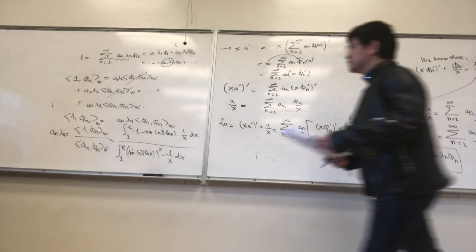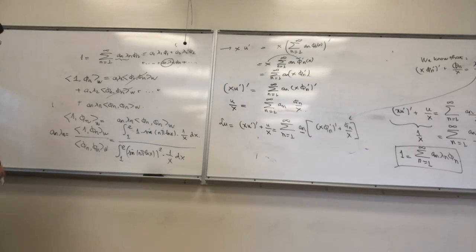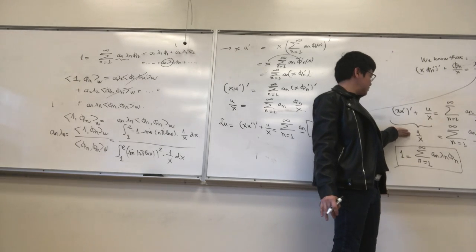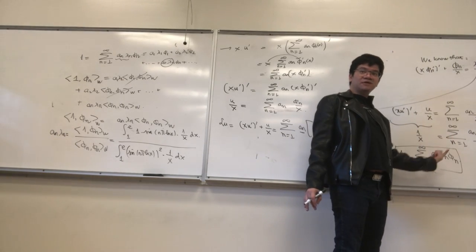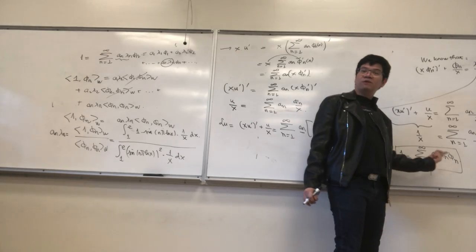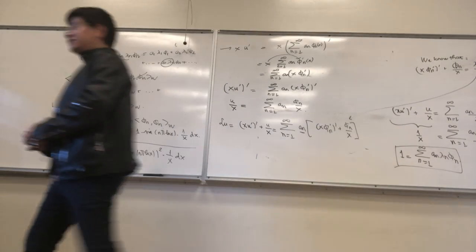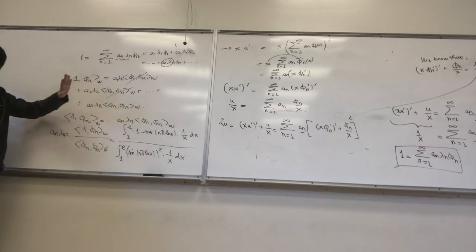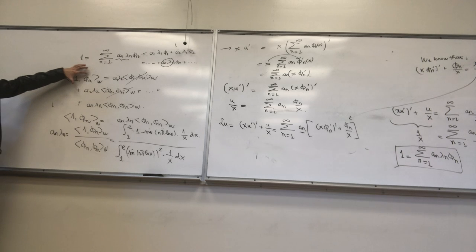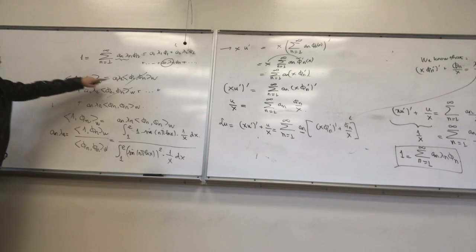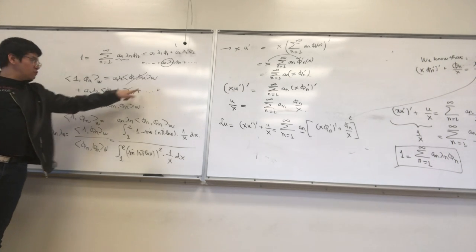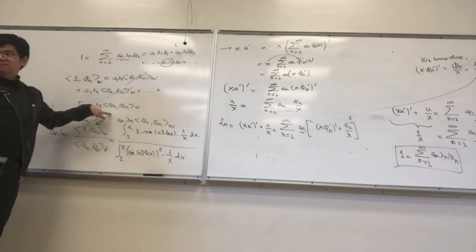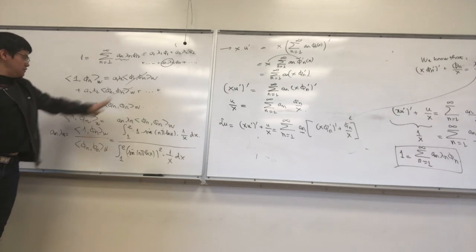I explain again. After noticing that 1 over x is this sum, I multiply both sides with x. I have 1 is the sum when n is going from 1 to infinity of a_n lambda_n phi_n. I have to compute a_n lambda_n. I'm going to use the orthogonality. So 1 and phi_n, phi_1 and phi_n is orthogonal, phi_2 and phi_n is orthogonal, phi_n and phi_n is not orthogonal because it is the same function. So all of these other guys will be 0.